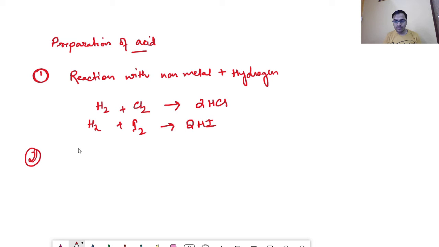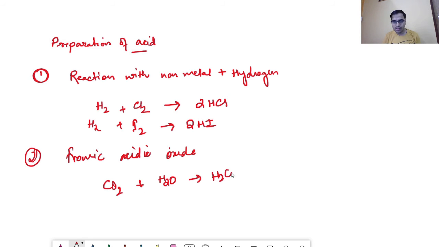The second method of preparation is from acidic oxide. Acidic oxide you all know from your junior classes. Examples of acidic oxide are CO2. When it reacts with water, it will form H2CO3, carbonic acid. Similarly, sulfur trioxide, SO3, when it reacts with water, will form H2SO4. So here we see that an acidic oxide reacts with water to form the corresponding acid.